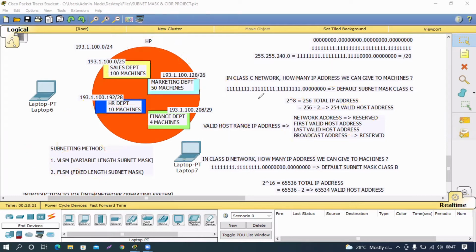Because in a company we always get variable numbers of requirements, variable numbers of machines. Some departments have 100 machines, some have 50, some have 10. This type of requirement sounds reasonable. But a company where every single department has the same exact number of systems doesn't sound reasonable these days. That is why we don't use FLSM so much the way we use VLSM. So the method I'm going to show you is the VLSM method.